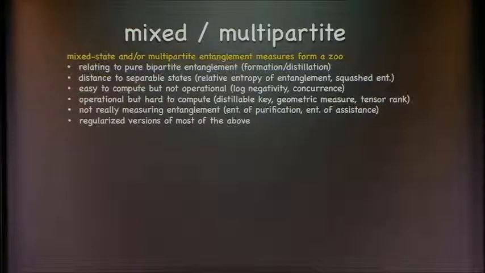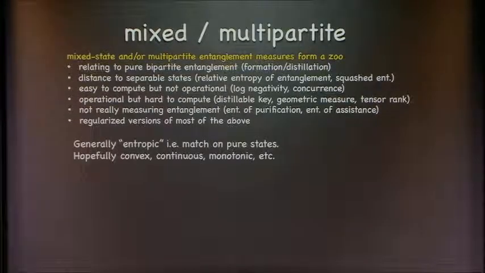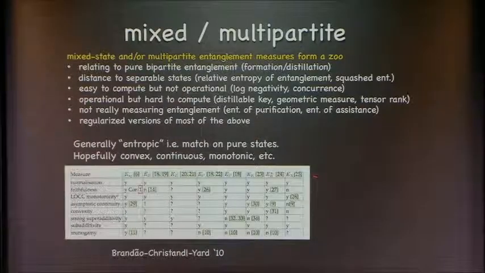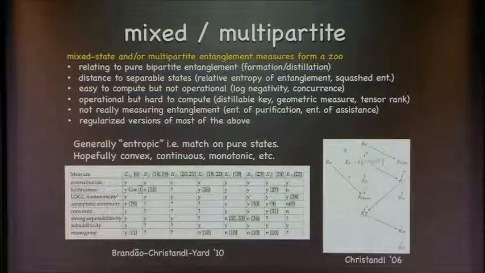Mixed entanglement is a total mess, and I've listed here a ton of entanglement measures for mixed quantum states. And the only thing we can really agree on is that separable states should have 0 entanglement, and pure states should have entanglement corresponding to their entropy. This is a table of the properties of different entanglement measures. This is a set of relations between different mixed state entanglement measures from Matthias Christandl's thesis. It is a complete mess.